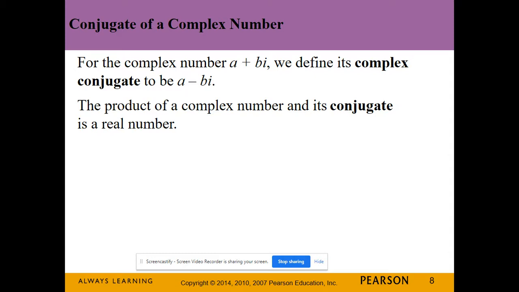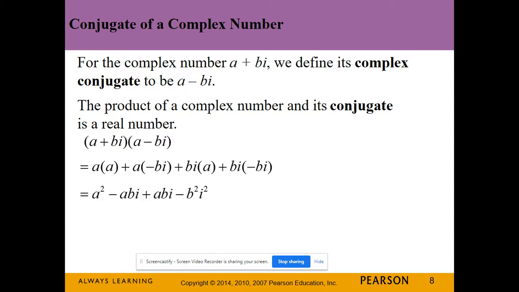The usefulness of conjugates in this context is that when I multiply them together, you get a real number. So let's work it out. a plus bi times a minus bi. We would FOIL that together. Those two middle terms, abi, you get negative and positive, and when you add them together, they cancel themselves out. And that b squared is multiplied by i squared. Well, i squared is negative 1, as we've defined. So you're going to end up with a squared plus b squared.